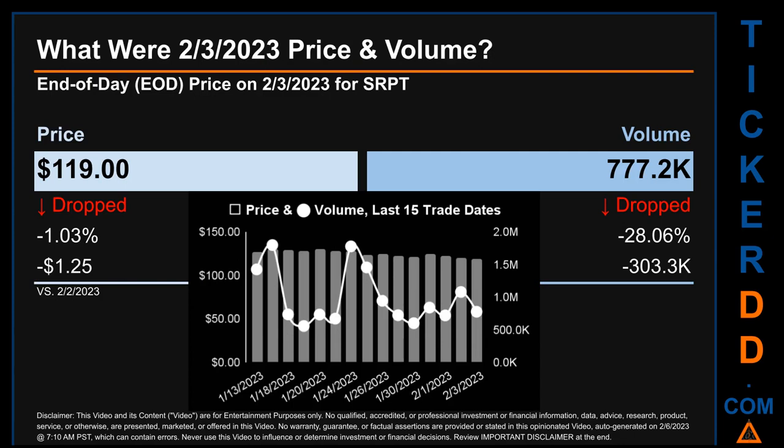The graph shows price and volume for the last 15 trade dates. Across a range of $11.22, the max and minimum end-of-day price were respectively $130.22 and $119. Volume saw a range of 1.2 million, from a day low of 558.5 thousand to a day high of 1.8 million.